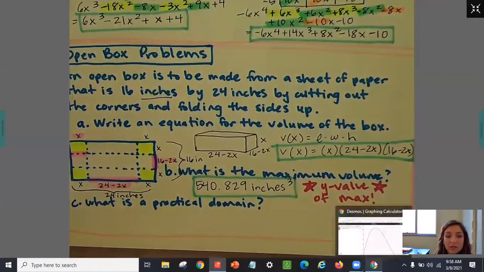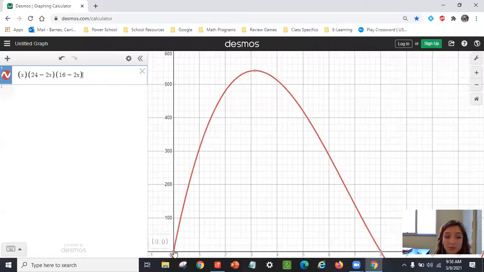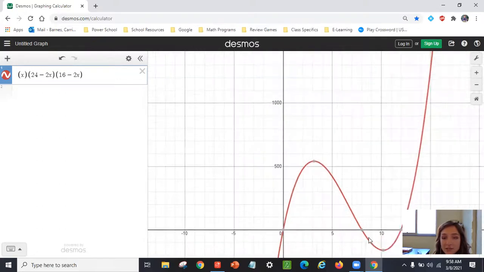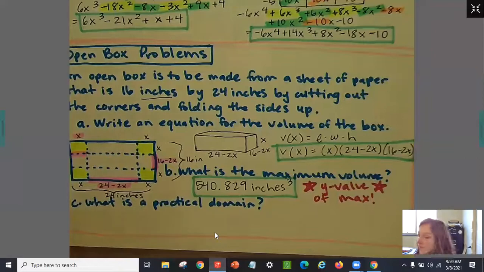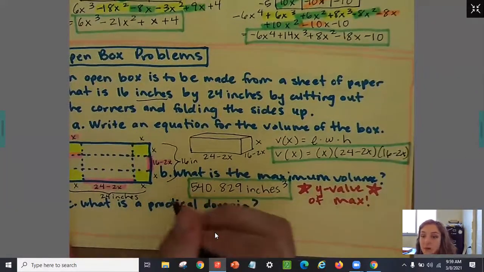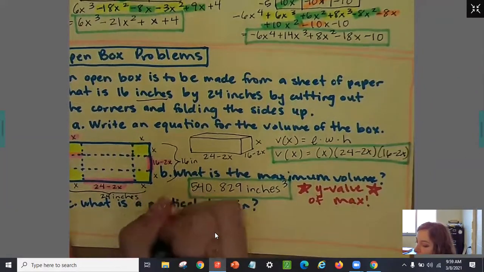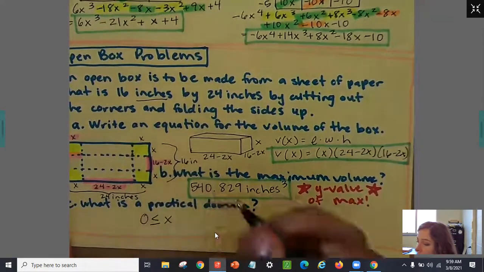So whenever we're looking at this, our practical domain is going to be from 0 to 8. And you can see that after that, it's going to go negative. We don't want negative volume. And the volume does get positive again after this, but it doesn't actually make sense that we can cut out something that is more than 8. So this is going to be our practical domain from 0 to 8. Okay, so our practical domain is going to be cutting out nothing, but that wouldn't be a domain there. So from 0 to 8.